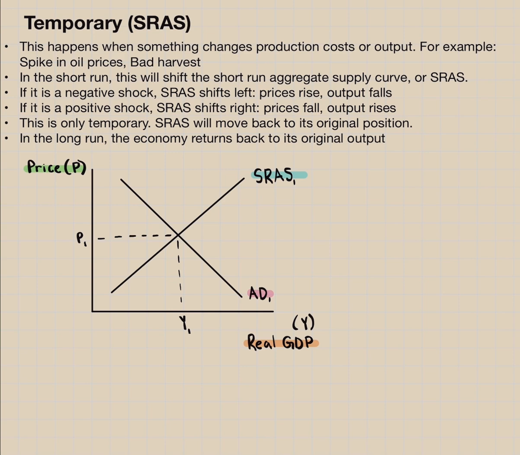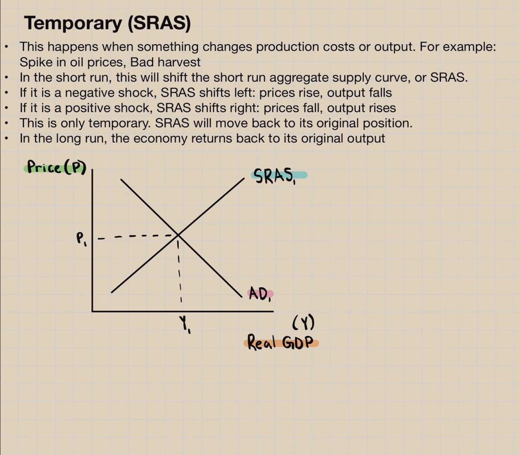Below, I have shown an SRAS graph with SRAS, short-run aggregate supply, highlighted in blue, AD, aggregate demand, highlighted in pink. On the x-axis, we have real GDP, or Y, and on the y-axis, we have price, or P.